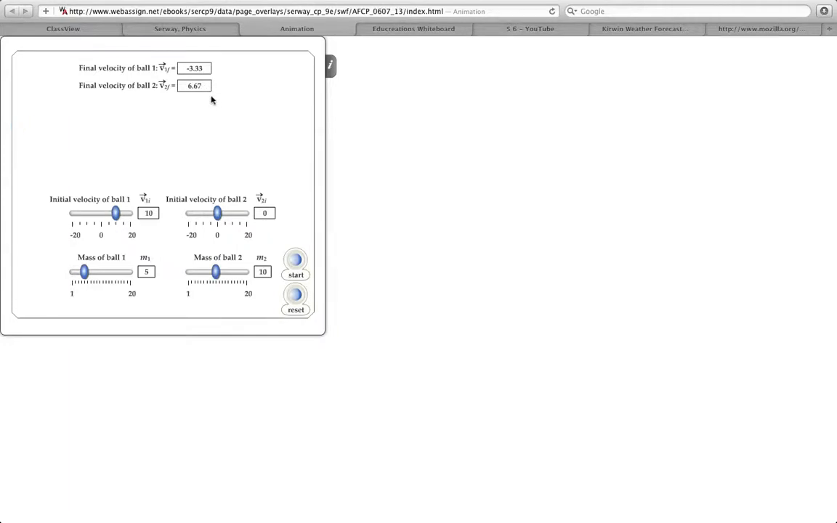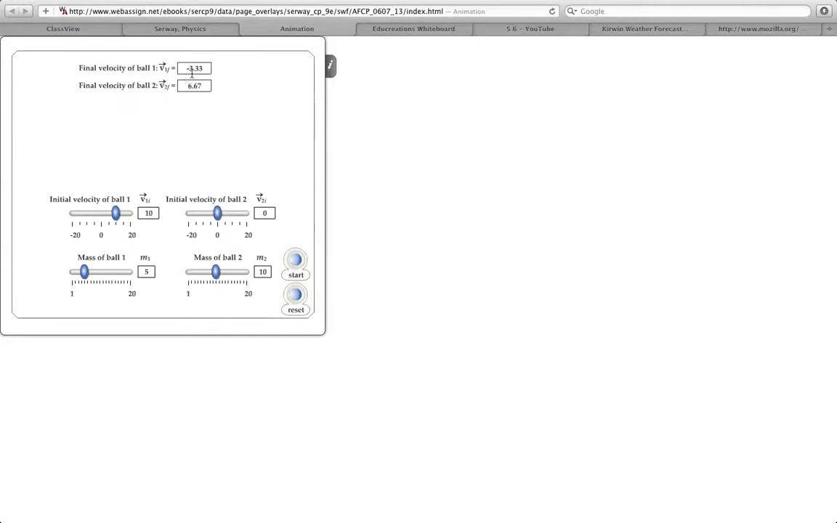In fact, since we have a total mass of 15, and ball 2 has 2/3 of that mass, ball 2 gets 2/3 of the velocity. So it's 6.67 for ball 2.